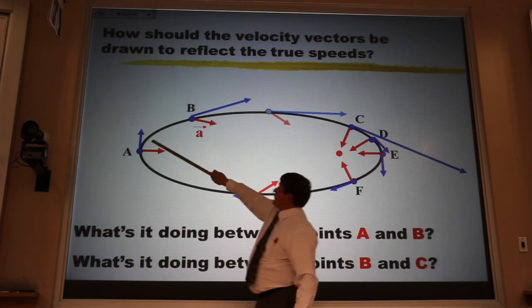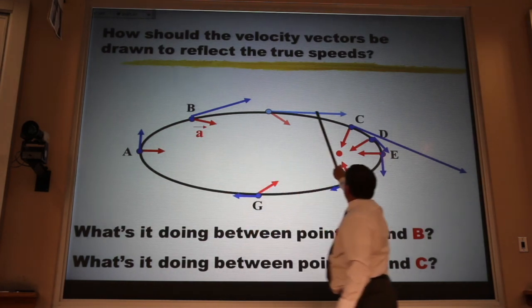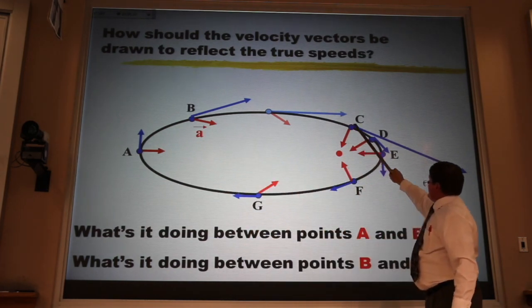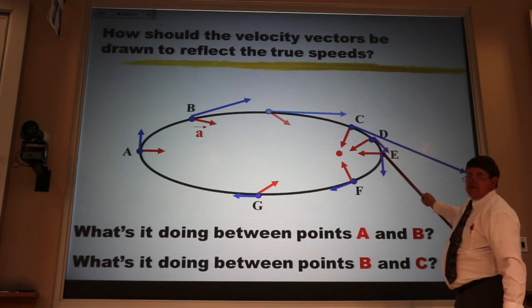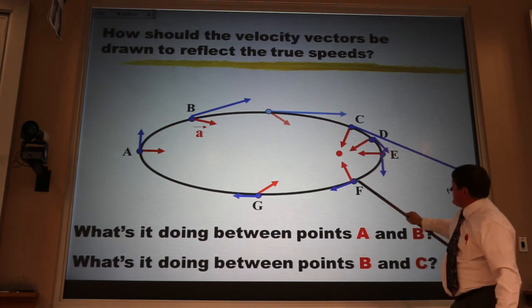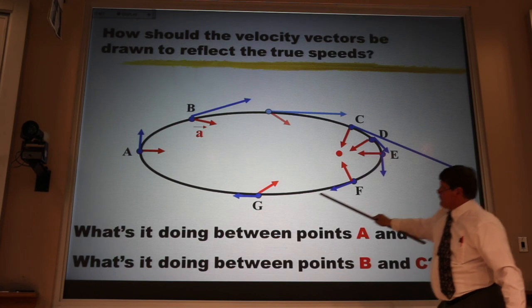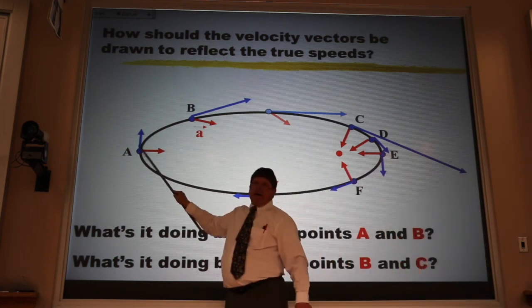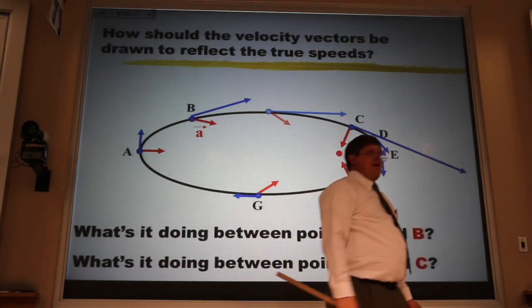So this object was speeding up till it got to C. It slows down till it gets to E. It speeds up until it gets to F. And it slows down till it gets to A. Check that your neighbor followed that, please.